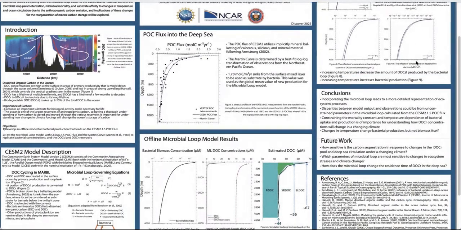So understanding the microbial loop's role in carbon sequestration is vital for predicting how climate change will impact the deep ocean's carbon storage capacity. Future research will explore how changes in DOC-R pools and deep sea circulation affect long-term carbon sequestration. It'll also explore the sensitivity of microbial loop parameters, such as the mortality constant, the yield, and the substrate affinity of bacteria to see if we can match model outputs to observations. And then we will also explore how microbial processes influence the residence time of DOC in the deep ocean.